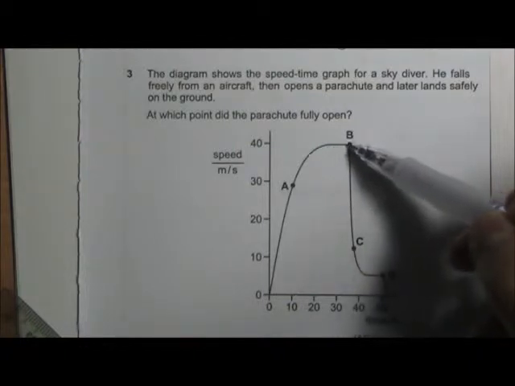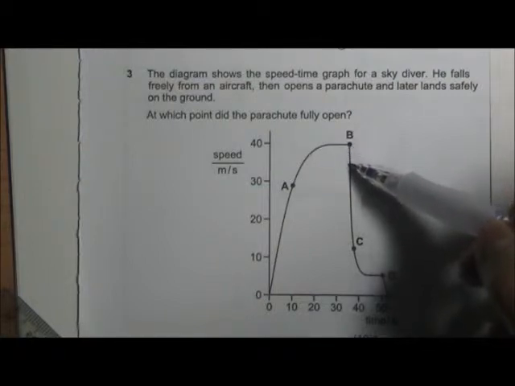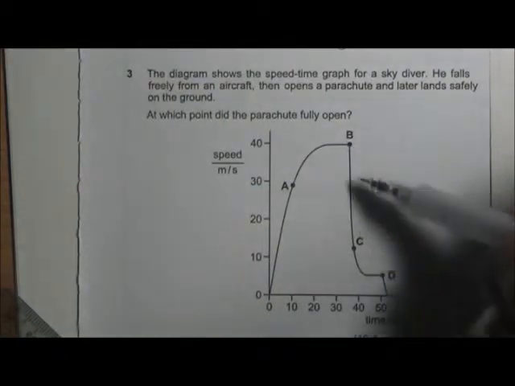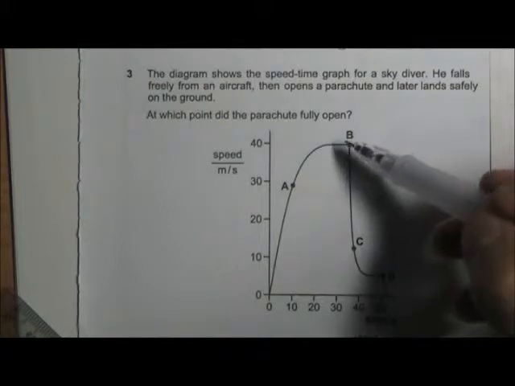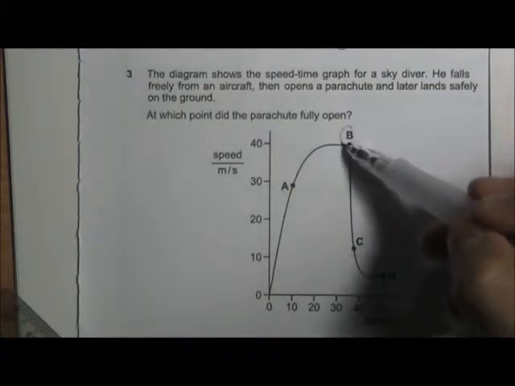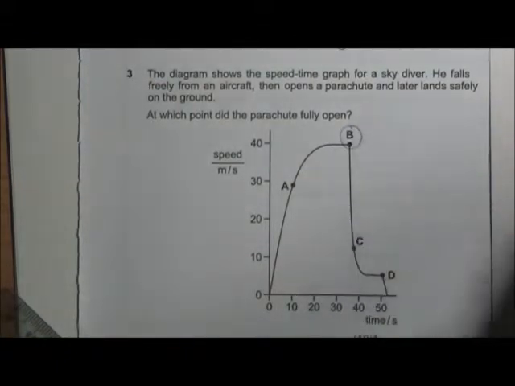And at B, the speed starts to take a very sudden plunge, so we can deduce that the reason for the sudden plunge must be due to the opening of the parachute. So at B, the parachute has fully opened.